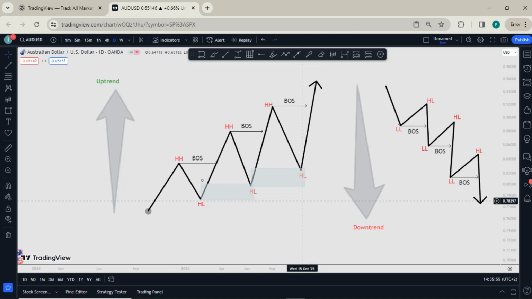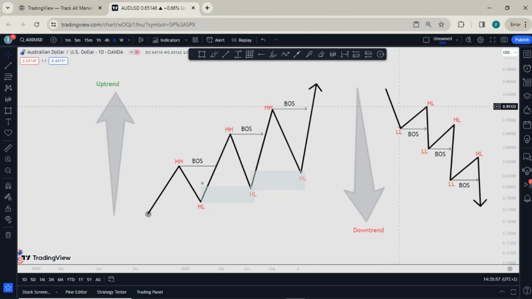Right, guys? So let's go to a downtrend. On a downtrend, what causes a break of structure? We have agreed that it's what? It's a higher low, right? Is this a higher low that breaks the lower low? It is a break of structure.